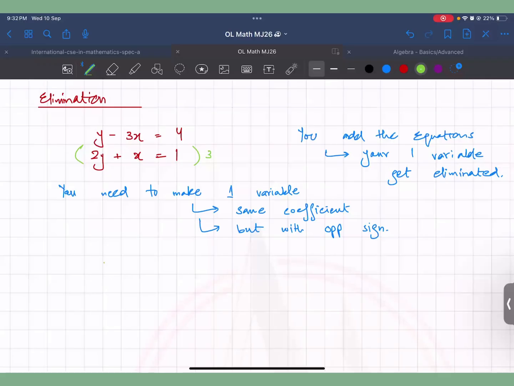So what would this become? The first equation is still y minus 3x is equals to 4. But the second equation will become 3 would multiply with everything inside the equation. So 6y plus 3x is equals to 3 times 1 is 3. हर चीज 3 से multiply हुई है, हर चीज in the second equation.